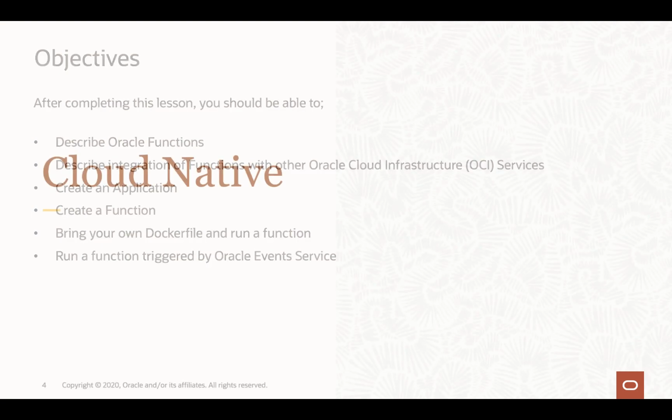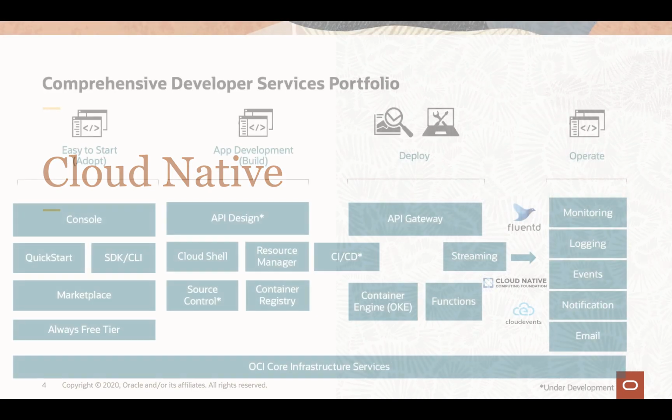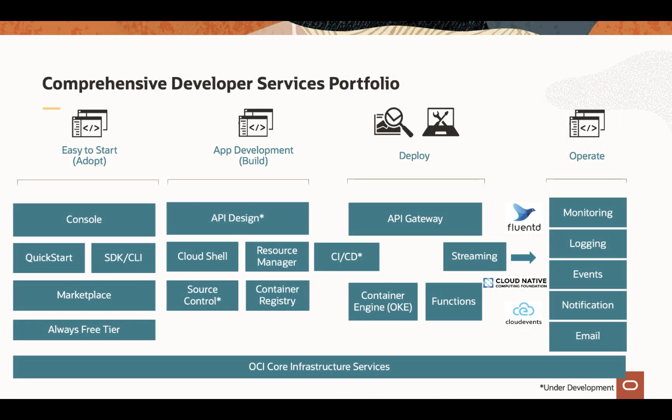Event Services. So let's look at cloud native and the four different pillars of cloud native, and the different services that can cater to those four different pillars, right? So the first thing is the adoption part. And then we'll talk about the build part. The third is the deployment part. And the fourth is the operate part.